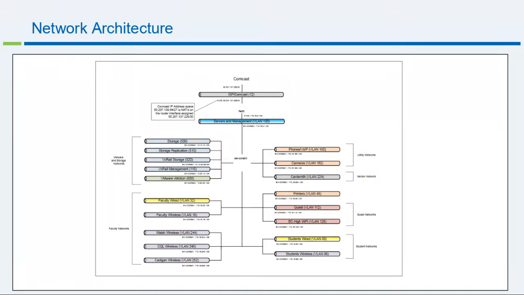This shows a school, which includes faculty networks, student networks, guest networks, and then we have the data center itself, VM and storage networks, as well as utility networks and third-party vendor networks. These are all connected through a firewall to an internet service provider. In this case, it was Comcast as the internet service provider. But whatever system you're going to be assessing, you want to start out with the network architecture to make sure you have a good understanding of how the network is architected.